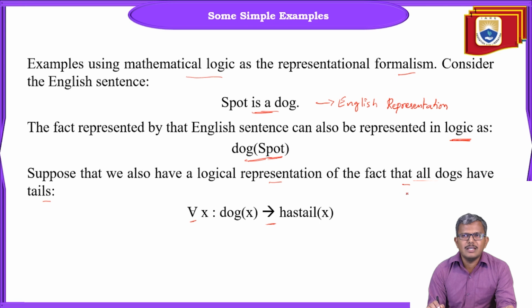Here we are talking about a particular fact, that all dogs have tails. Whenever I say all dogs, how do we represent it? In the form of logic, you should use the symbol called for all. Why? Because we are talking about all the dogs, not just Spot. So for all the dogs, I am making the representation like this. Whenever we do this kind of representation, it is called a predicate logic representation.